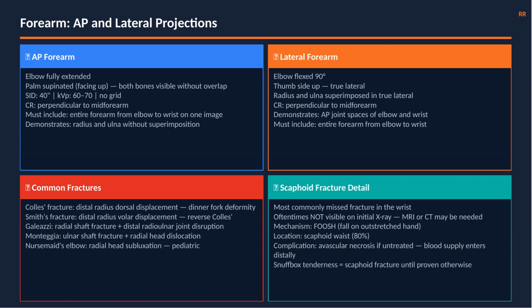Smith's fracture. Distal radius with volar, forward displacement. The reverse of Colles. Sometimes called a reverse Colles. Galeazzi. Radial shaft fracture plus disruption of the distal radioulnar joint. Always look at the DRUJ when you see a radial shaft fracture. Monteggia. Ulnar shaft fracture plus radial head dislocation. Always look at the radial head when you see an ulnar shaft fracture.